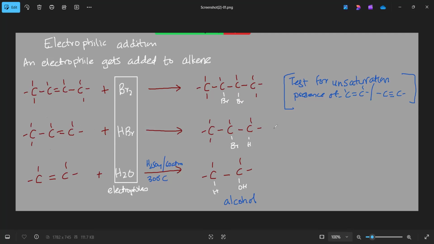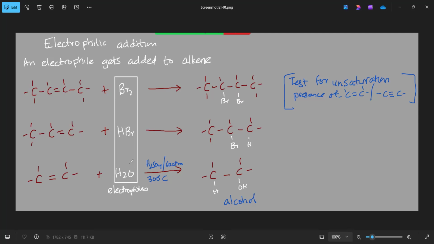This is Markovnikov's rule. And the rule Excel students should know is that if H goes here, then this will become a carbocation, and this is a secondary carbocation. If H goes here, then this will become a primary carbocation. A secondary carbocation is more stable than a primary carbocation because it has a greater positive inductive effect. This is the reason that you will give: secondary carbocation is more stable because of greater positive inductive effect.